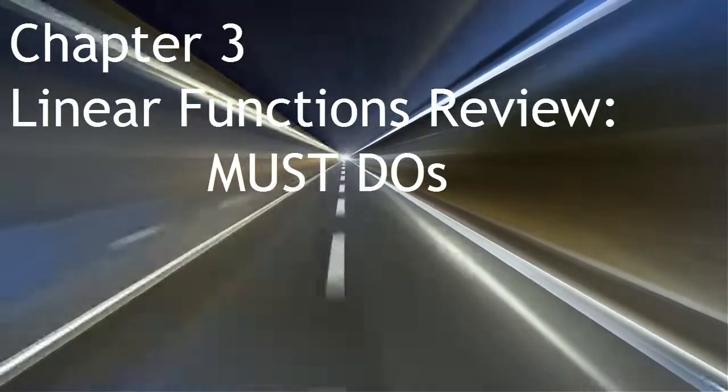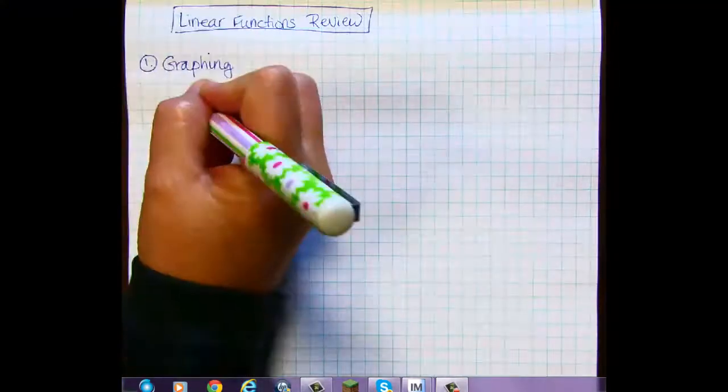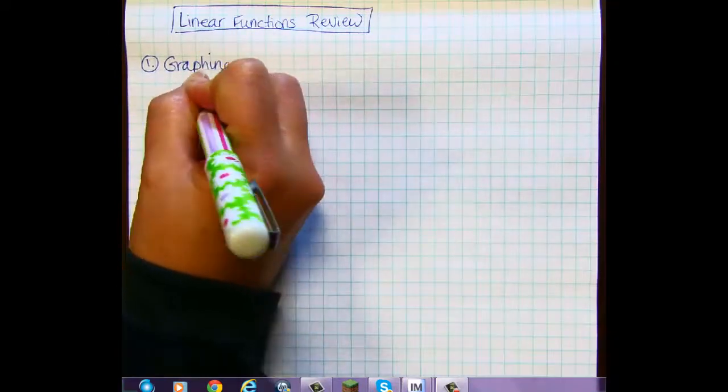So today we're going to start reviewing linear functions. You need to be able to graph lines without a calculator and write equations of lines. So we'll start with graphing.